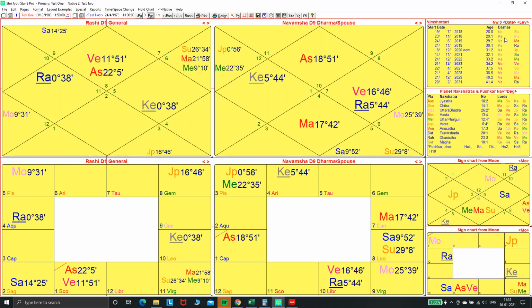Okay. And if you can just help the viewers know where the moon chart is. Yeah, it's on the right there, bottom right. Yeah, it's on the right at the bottom.